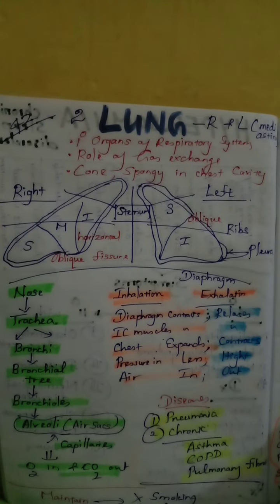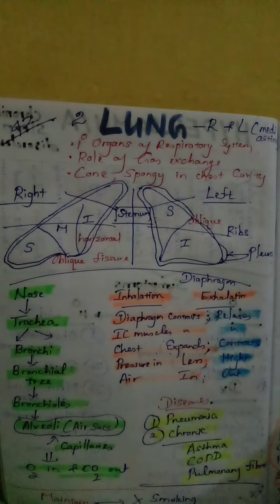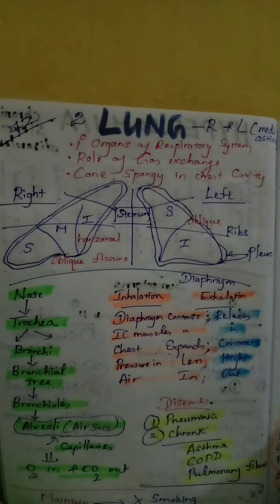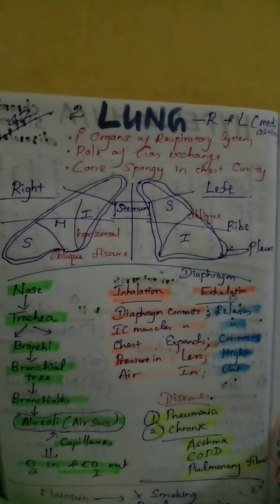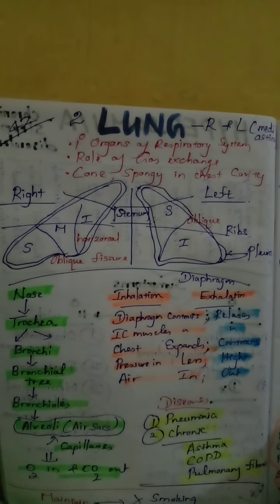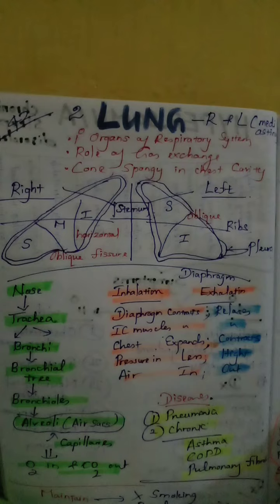This happens by the inhalation and exhalation procedure, which happens in opposite ways, where inhalation is when the diaphragm contracts and the intercostal muscles contract, which causes the chest to expand, and the pressure inside becomes lesser, and thereby air flows in. And the exact opposite happens in the exhalation process.